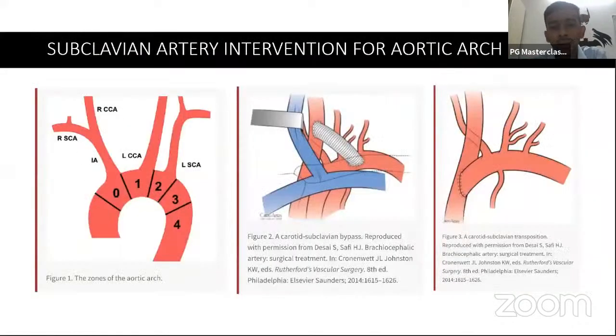And then the subclavian artery was my primary topic. I've also added a few points, when required, in terms of aortic arch diseases. In this first diagram, I'm showing zones of the aortic arch 0, 1, 2, 3, 4. And this is with respect to a new technology called thoracic endovascular aortic repair, or TEVAR.